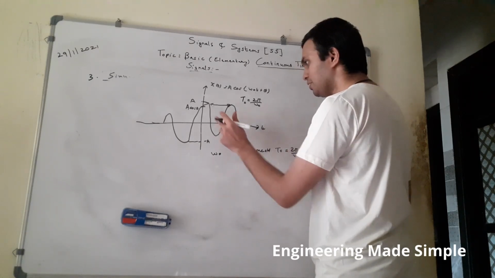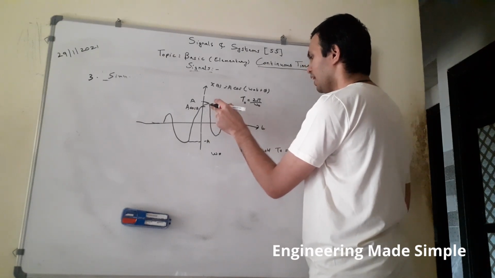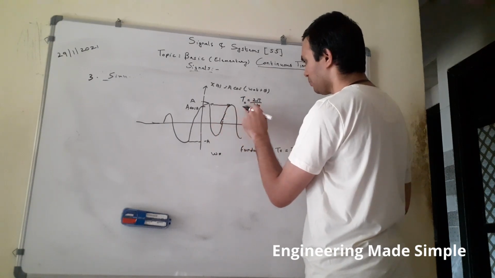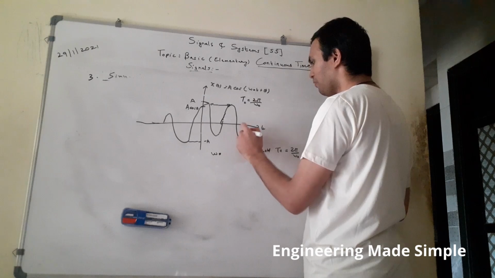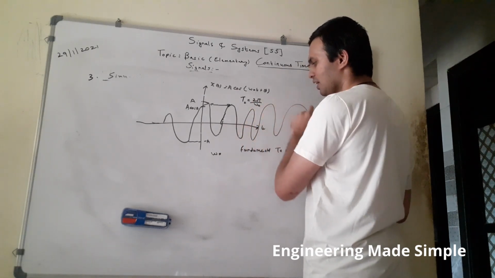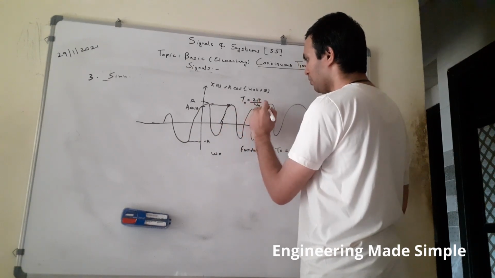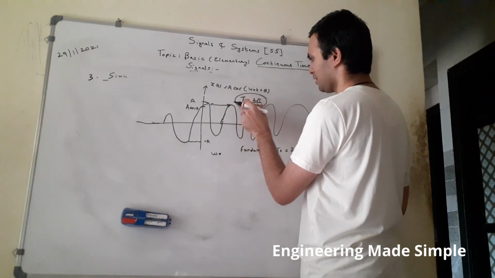So what does this mean? Essentially, after this particular duration, that is the fundamental period, the signal pattern will go on repeating itself. So if I go on drawing, this signal will continue as this pattern, and it will repeat after this fundamental time period, which will be expressed in seconds or milliseconds.